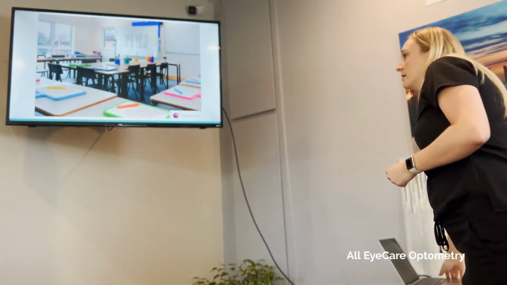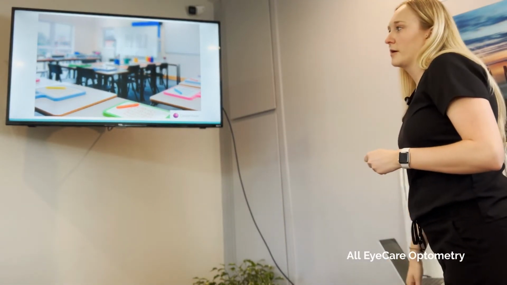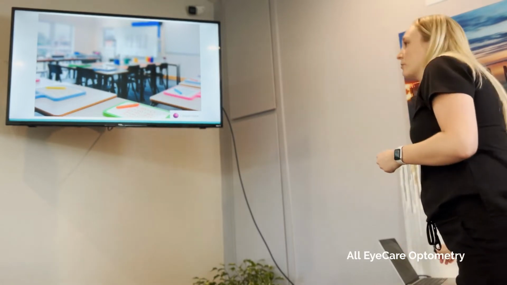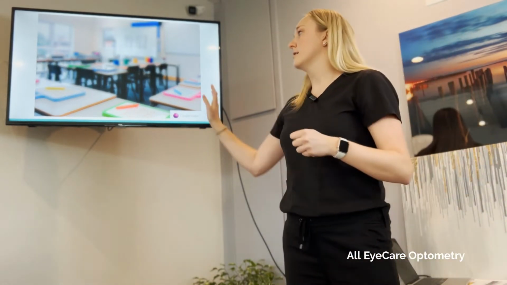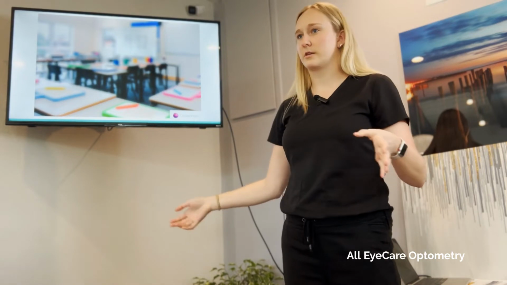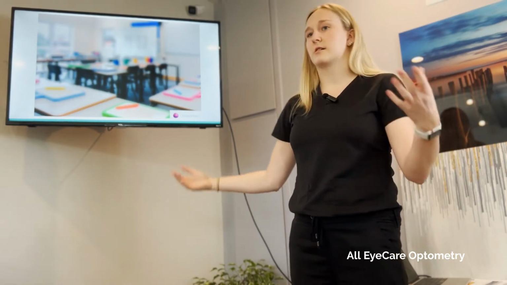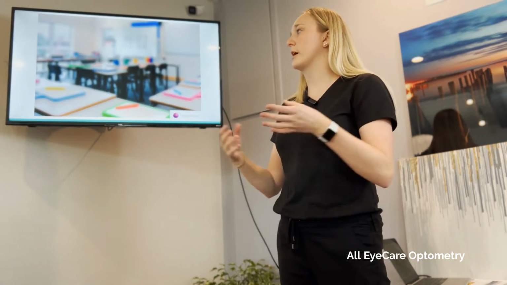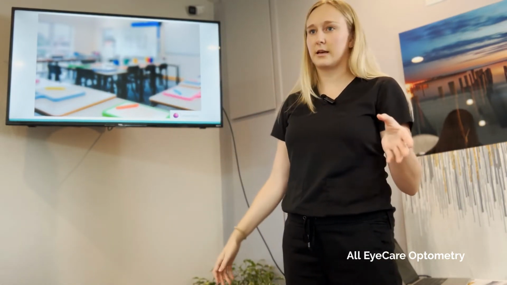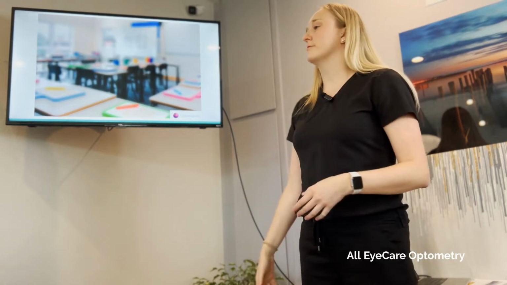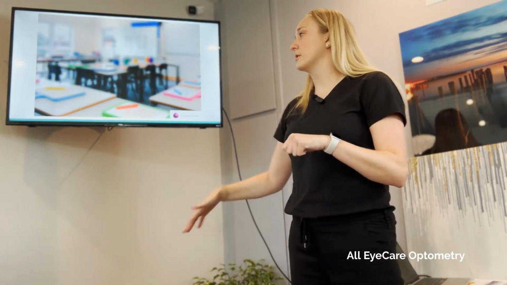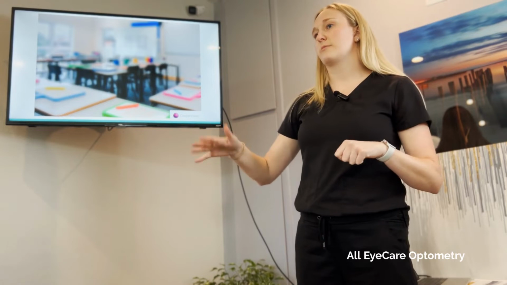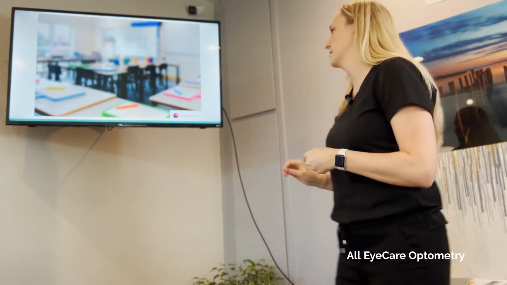Whereas when we're looking at someone with a -3, or even worse, a -6, this whole classroom becomes out of focus, right? This is just a simulator, so it's not exactly how it would look, but to kind of function in this setting with a -6 prescription, if you lost your glasses at recess, not going to be very functional. So we're also looking at quality of life by reducing the amount of myopia that these kids experience.